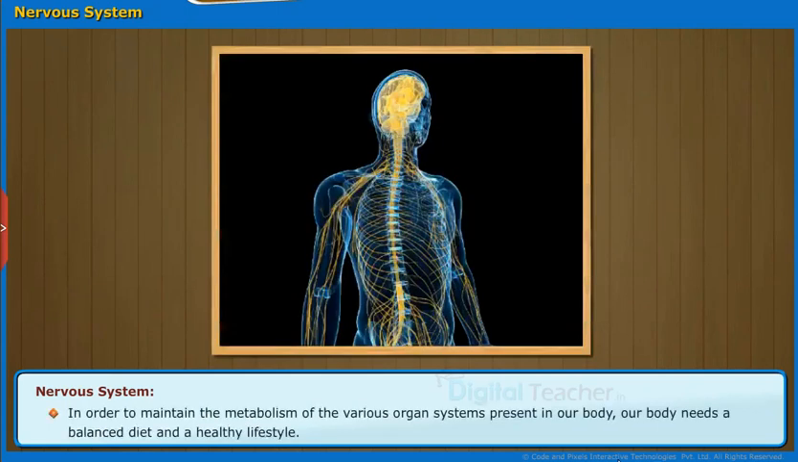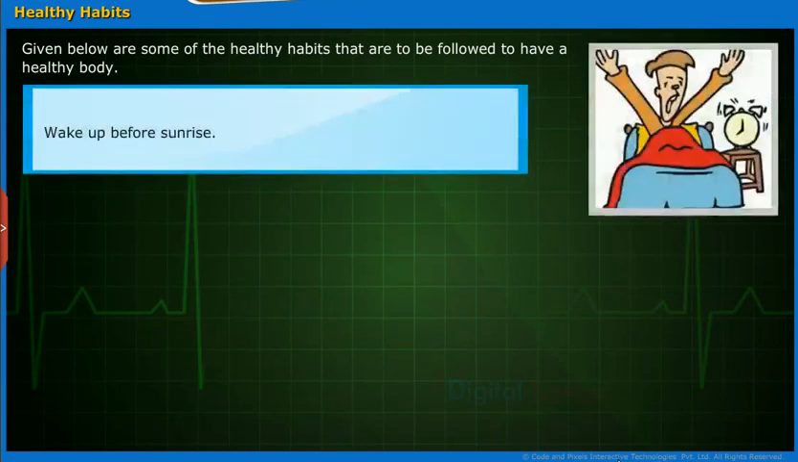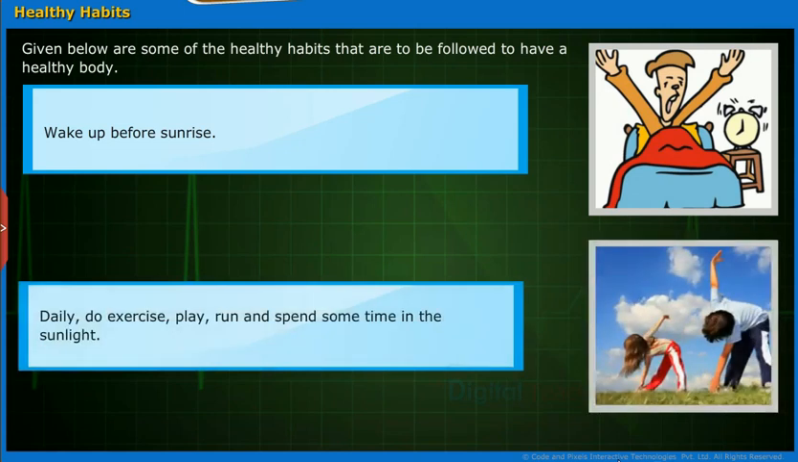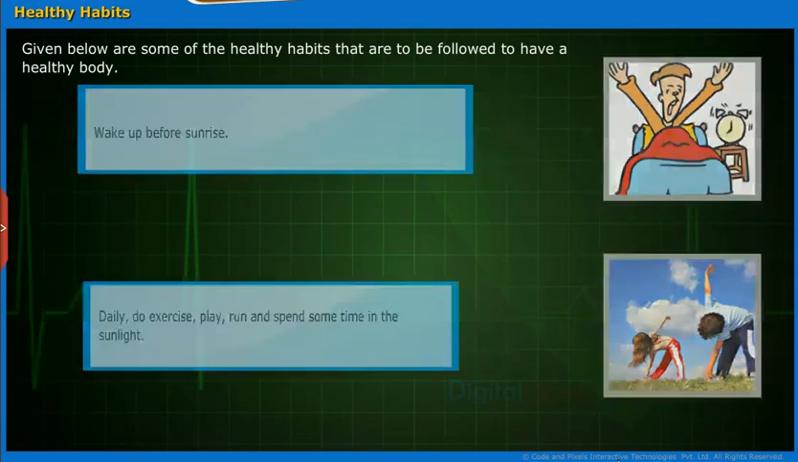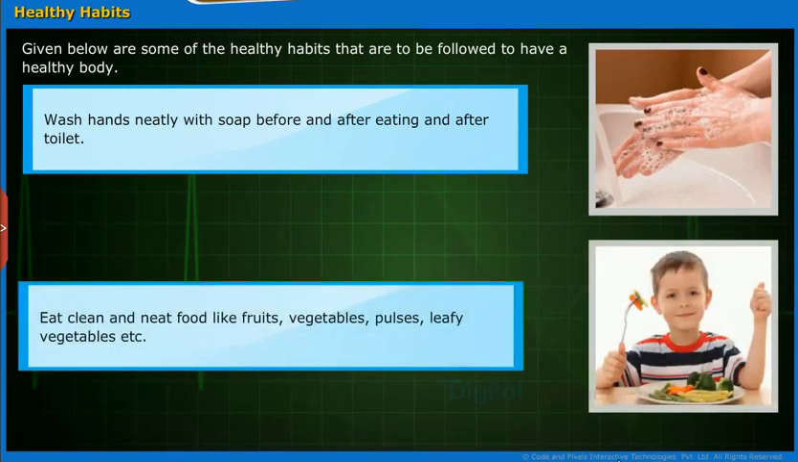In order to maintain the metabolism of the various organ systems present in our body, we need a balanced diet and a healthy lifestyle. Given below are some of the healthy habits that ought to be followed to have a healthy body. Wake up before sunrise. Daily do exercise, play, run, and spend some time in the sunlight. Wash hands neatly with soap before and after eating and after toilet. Eat clean and neat food like fruits, vegetables, pulses, leafy vegetables, etc.